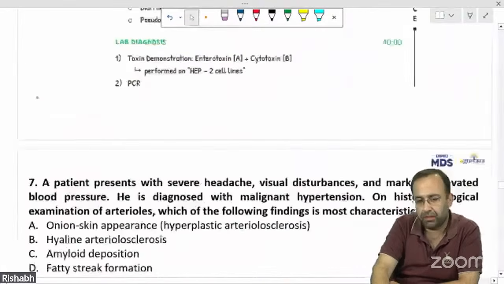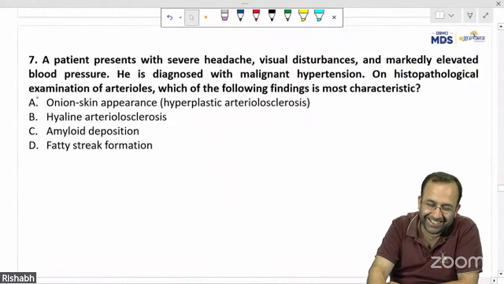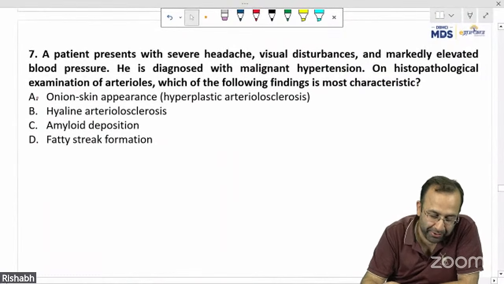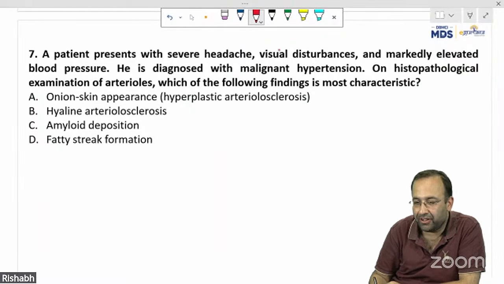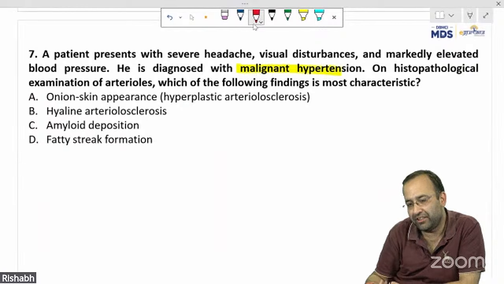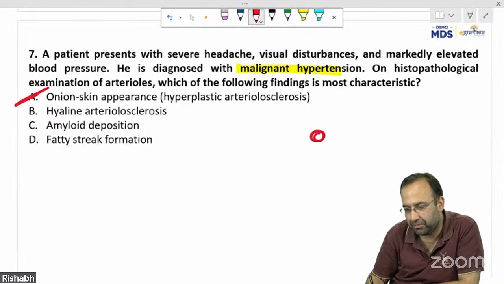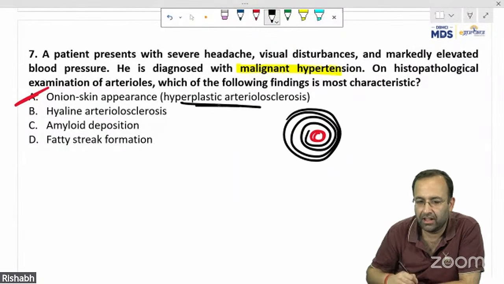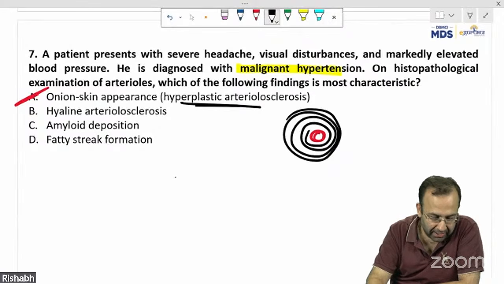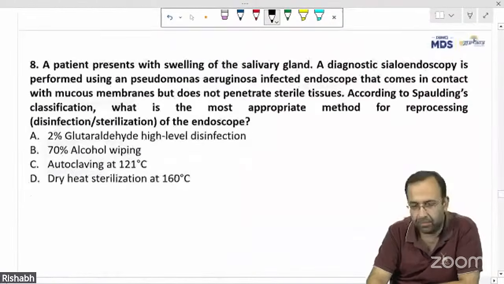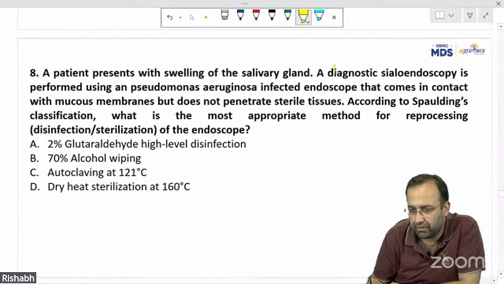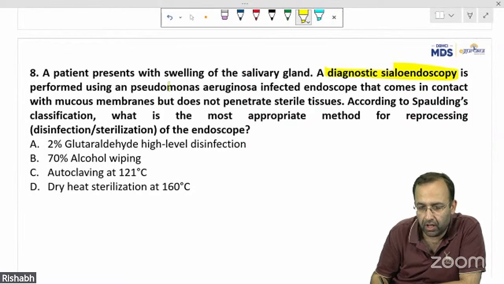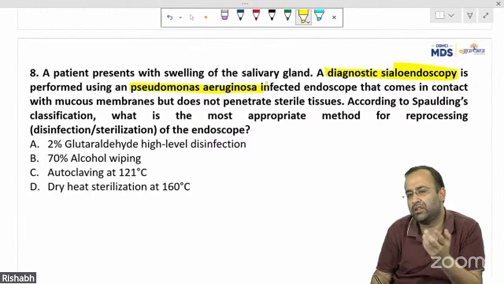Next point. Have a look at this now. I do have to answer in case the students have some doubt. Now, अच्छा ठीक है. Malignant hypertension, it is associated with classical onion skin appearance. BP is very high. So the muscle layer undergoes concentric hyperplasia, that is hyperplastic arteriolitis, onion skin appearance.